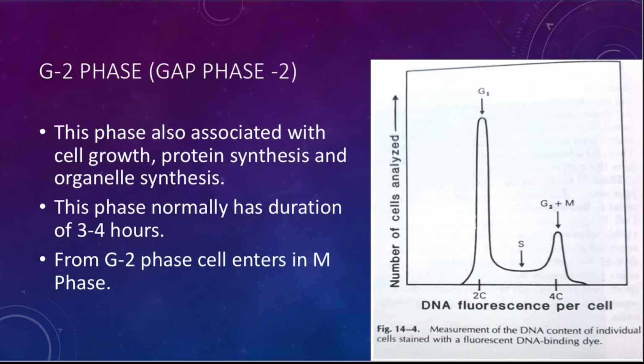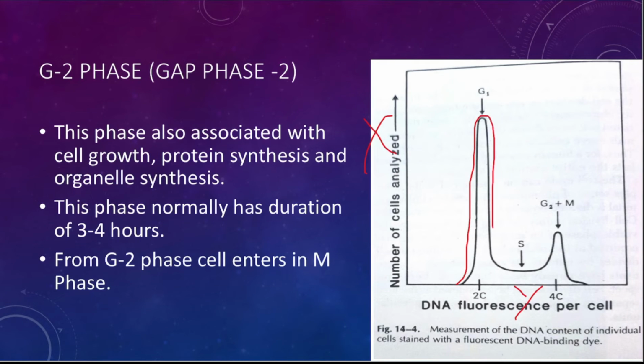See in this picture, I have shown a graph where you can see the number of cells analyzed on the x-axis and DNA fluorescence per cell on the y-axis. What does it mean? It means that when DNA content increases, the fluorescence amount increases. This picture explains the interphase state of the cell cycle. In the first peak, you are saying that cells are in G1 phase.